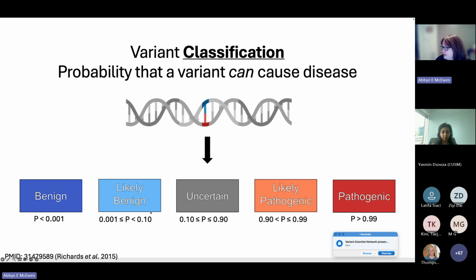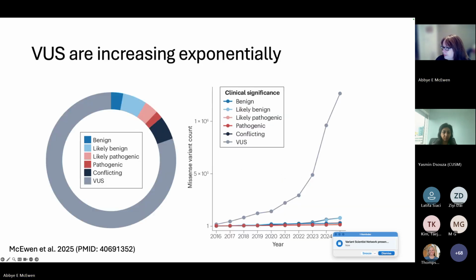And you're noticing this big uncertain zone here in the middle. Our job as molecular pathologists, laboratory geneticists, and variant scientists is to move things out of this big VUS bucket, either toward the benign side or the pathogenic side.